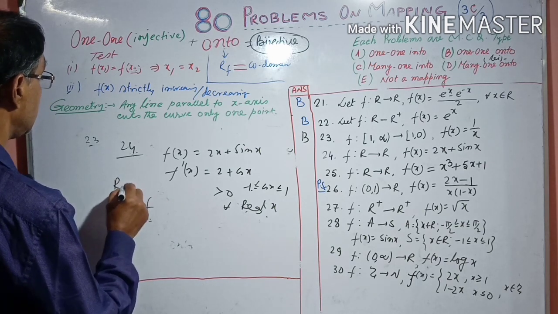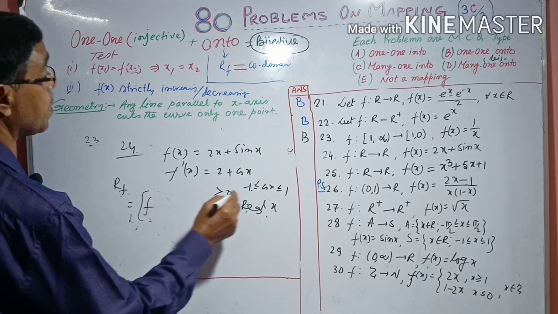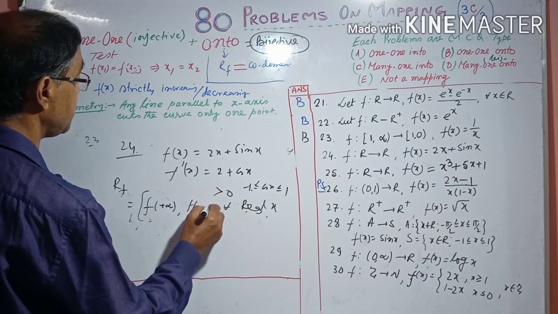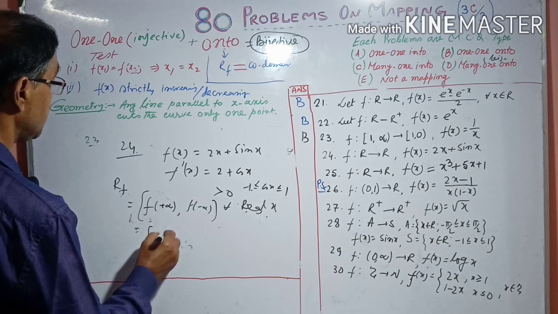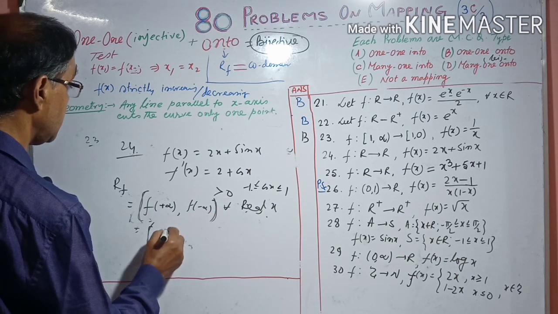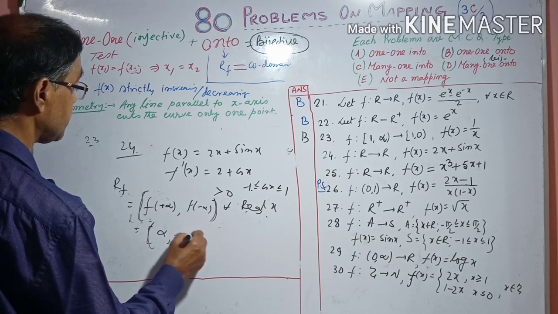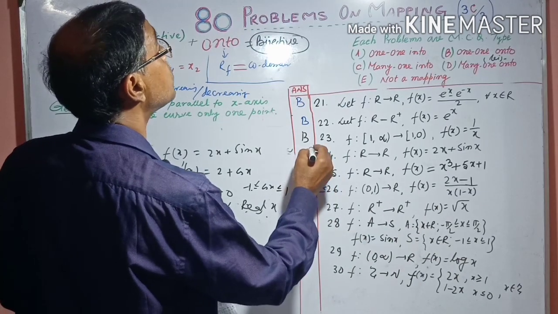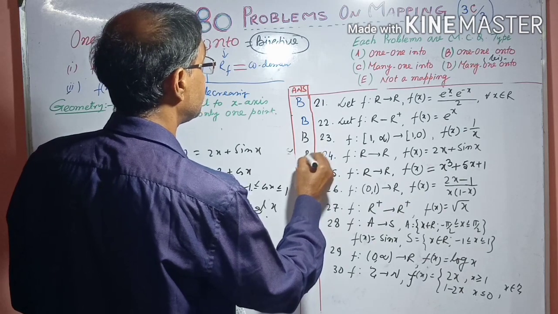For the range, f of plus infinity to f of minus infinity is also infinity to minus infinity, therefore R. So it is also onto, a bijective mapping.